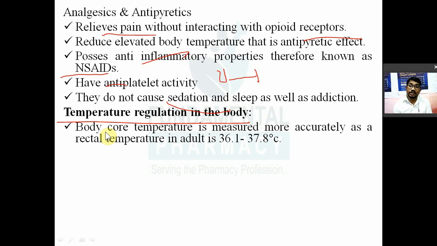Rectal body temperature is the most accurate body temperature. You have to remember, core body temperature is measured more accurately as a rectal temperature. And what is the normal rectal temperature or the normal body temperature? 36.1 to 37.8. This is the normal body temperature. Now if it is increased or decreased, that is known as a pathological condition.